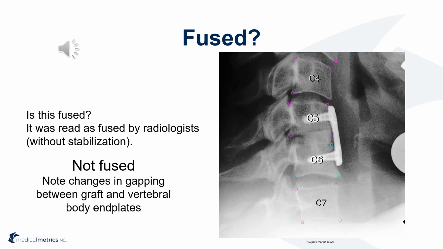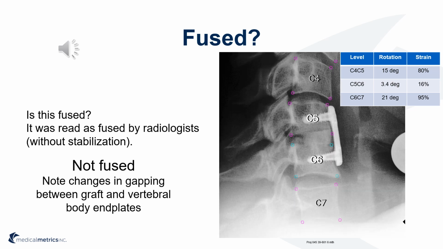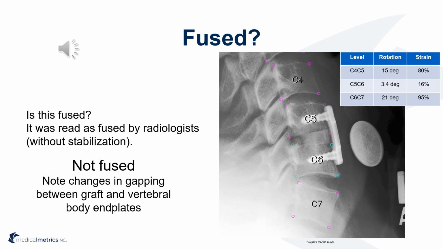Note the gaps between the graft and end plates, and the changes that occur between flexion and extension. Rotation is over 2 degrees, and that indicates pseudoarthrosis. And in addition, strain is 16%, and that is way above the failure strain of bone.